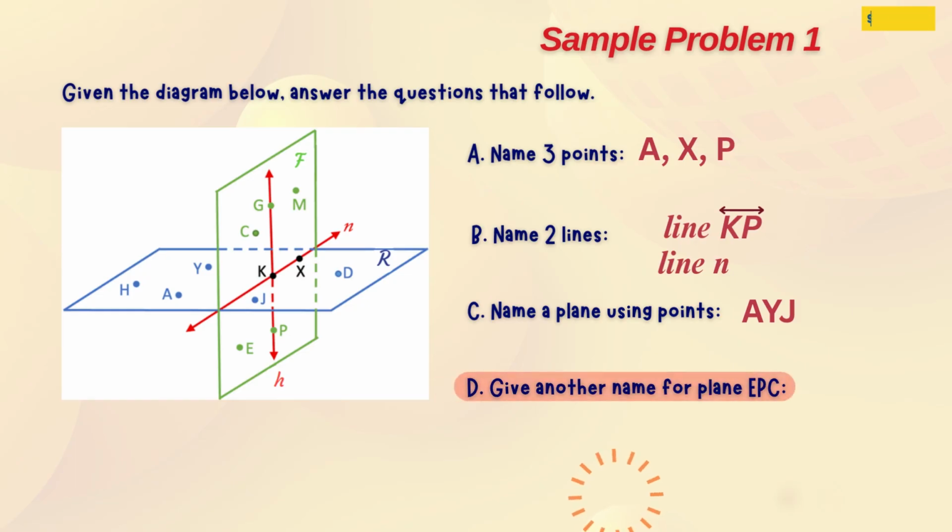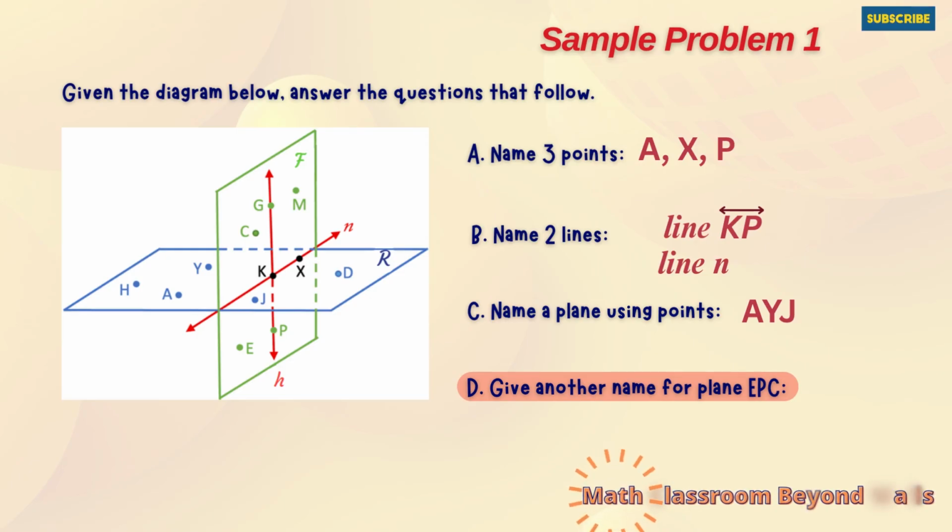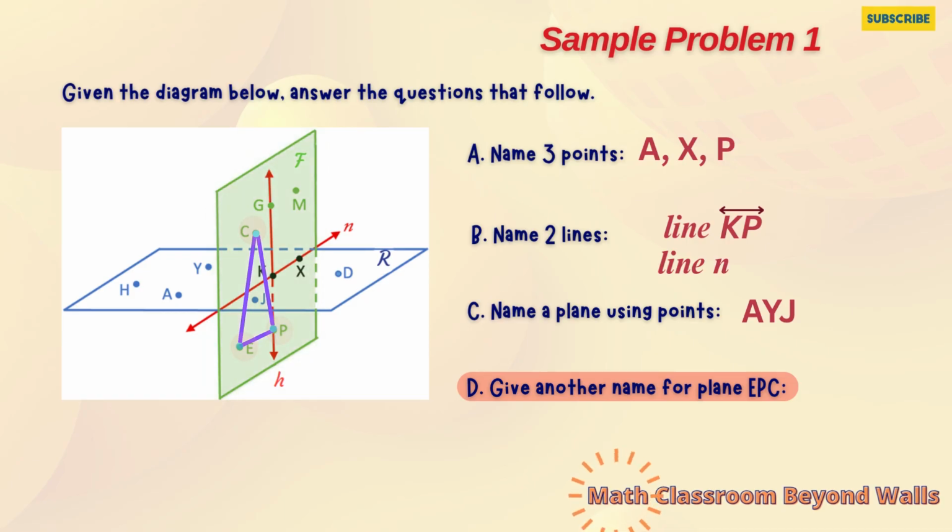We now move to question D. Here, we're to give another name to plane EPC. First, we have to look for points E, P, and C to identify the plane. Now, we can give the other name to plane EPC, and this is plane F.